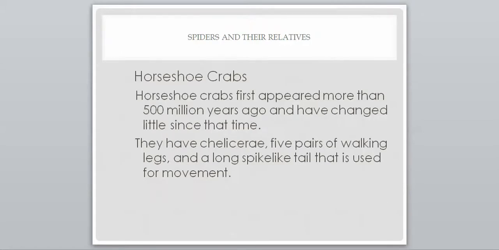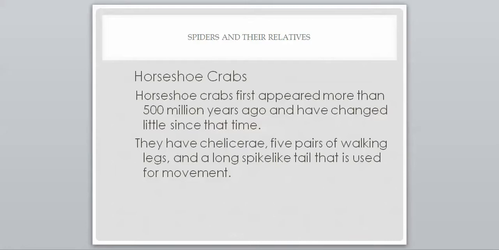They first appeared more than 500 million years ago, and they have changed very little since that time. So they're what we like to call, if you could say this, maybe a living fossil, because they haven't really changed at all over time. And they have chelicerae, which again are the little fang-like structures by their mouth. They have 5 pairs of walking legs, so for a total of 10. And they have a long spike-like tail that they actually use for movement. So they're a pretty interesting looking creature. We'll take a look at them in class.